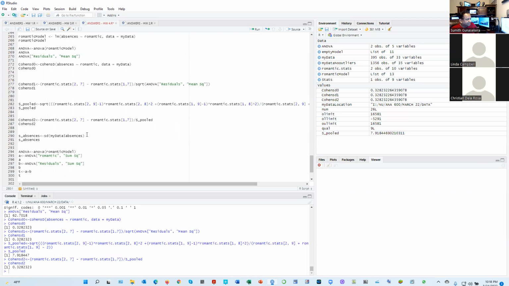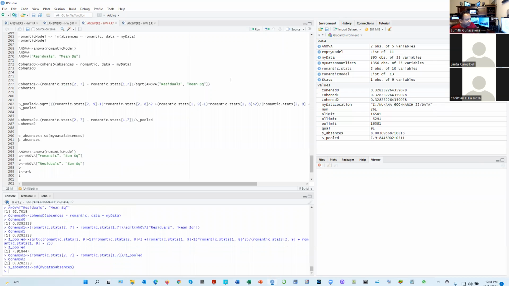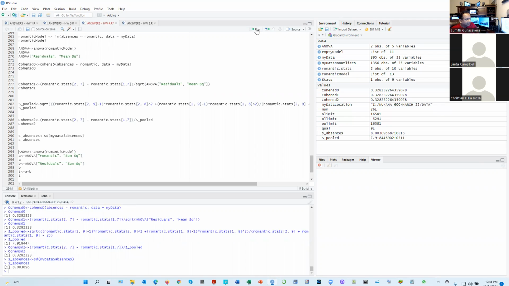The standard deviation of my data, go to absences. See, another way to look at it. Look at this one. It's absences. Standard deviation. What is that one? This is the standard deviation of the data regardless of your what? Regardless of your gender. Sorry, yes or no. I simply go to the absences standard deviation.